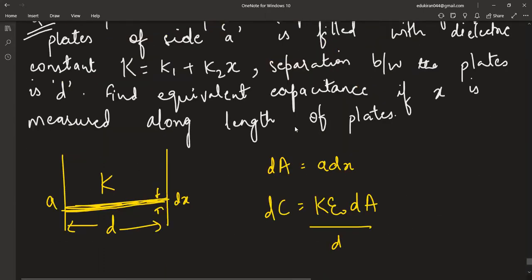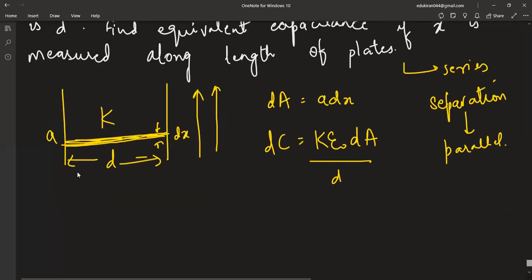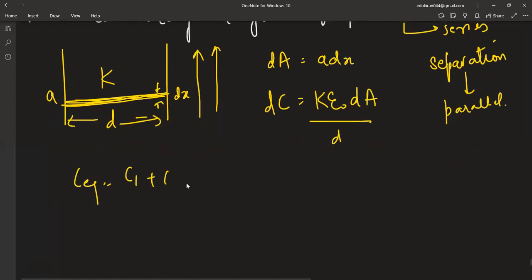Whenever this is said, if X is measured along the length of plates, it means this connection is in series. This is along the length of plate. Like this. This is the length of plate. So it means this connection is series. One more thing, Shahid. If it says along the separation between the plates, that is this separation, then we say this is parallel combination.